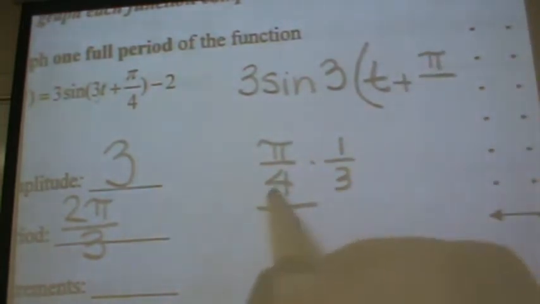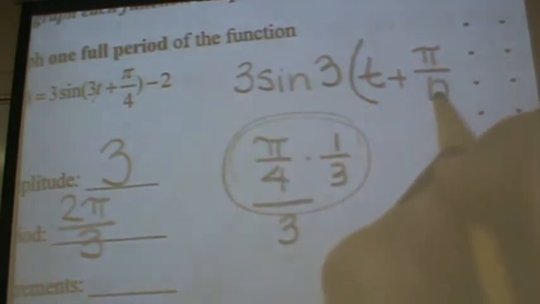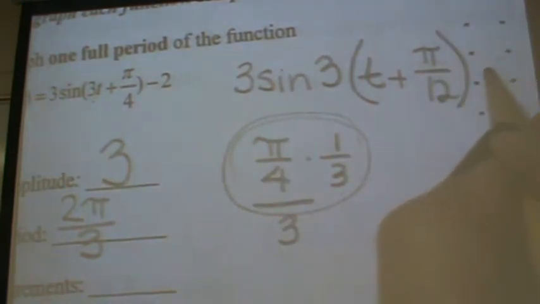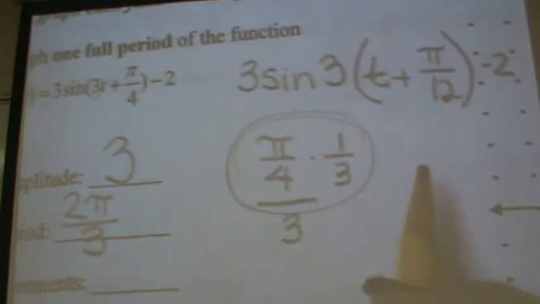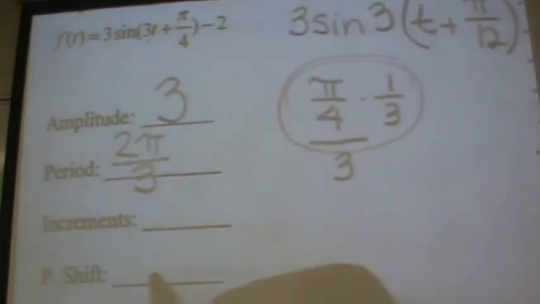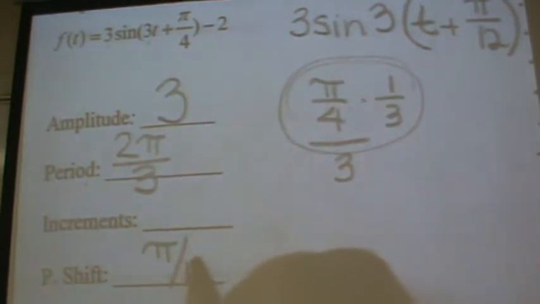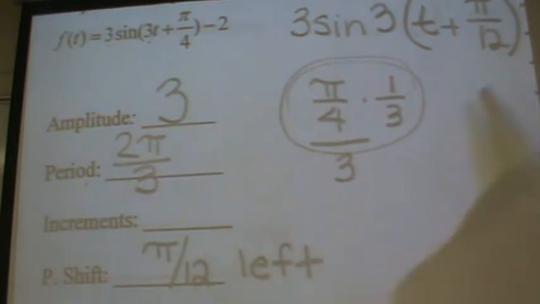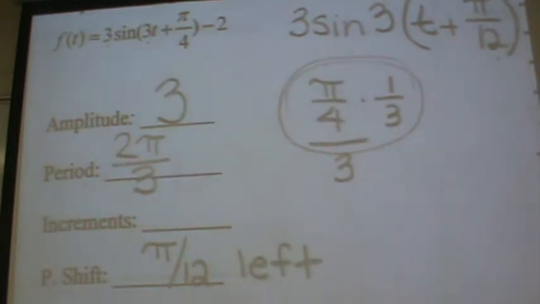So what is your phase shift? Pi over 12. Yep. And then minus 2. So we have our phase shift is pi over 12 to the left. It's always the opposite of that.